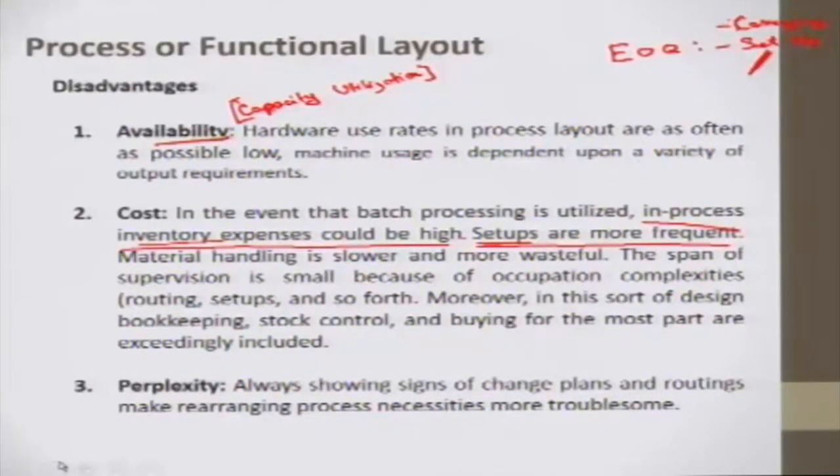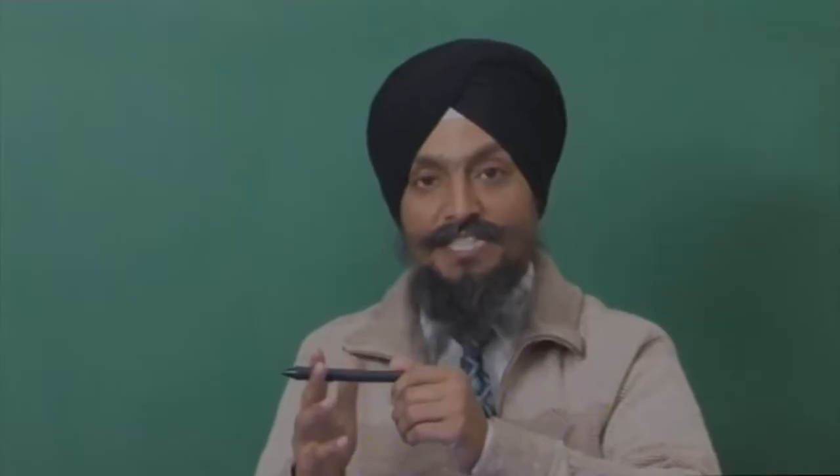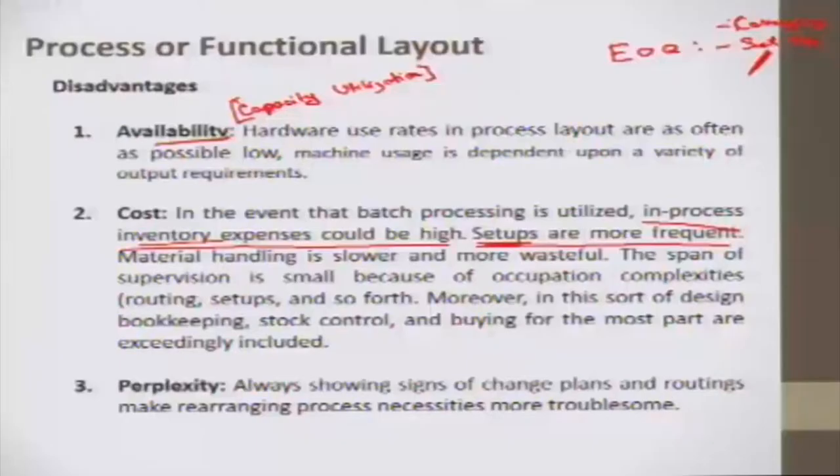For example, in a single lathe, if I am trying to do step turning first, then next, on a second job I have to do taper turning. I have to then fix the job and then set my tool post accordingly so that the taper turning is carried out. So that setup is very frequent here. That also involves some time. So material handling is slower and more wasteful here.